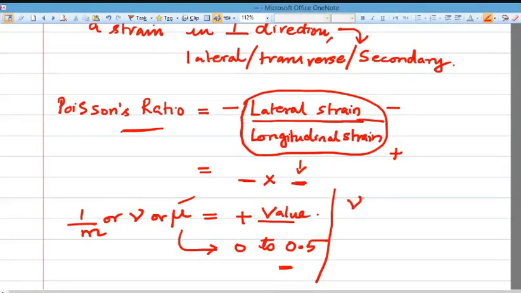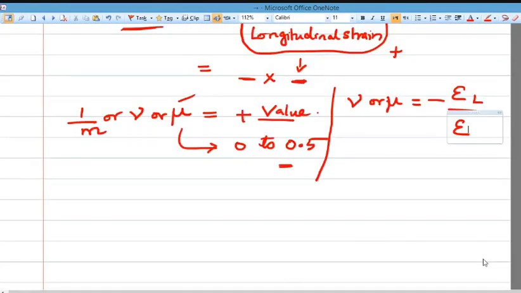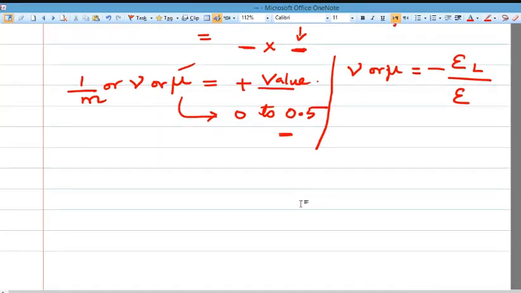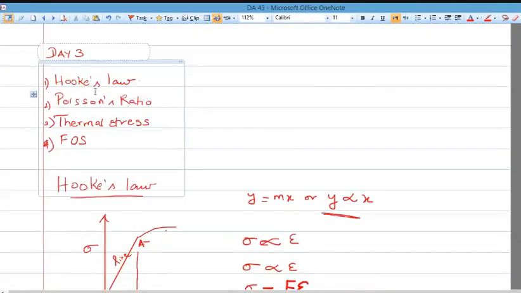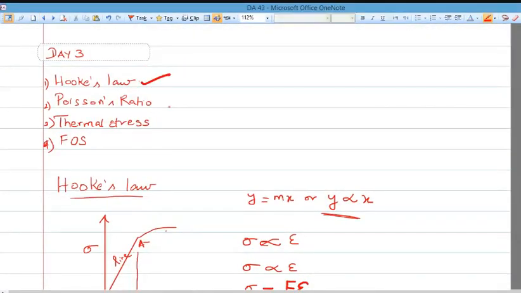So Poisson's ratio nu or mu is given by minus of lateral strain by linear strain. The next topic is thermal stress. So we have seen what is Hooke's law, Poisson's ratio, and next is the thermal stress.